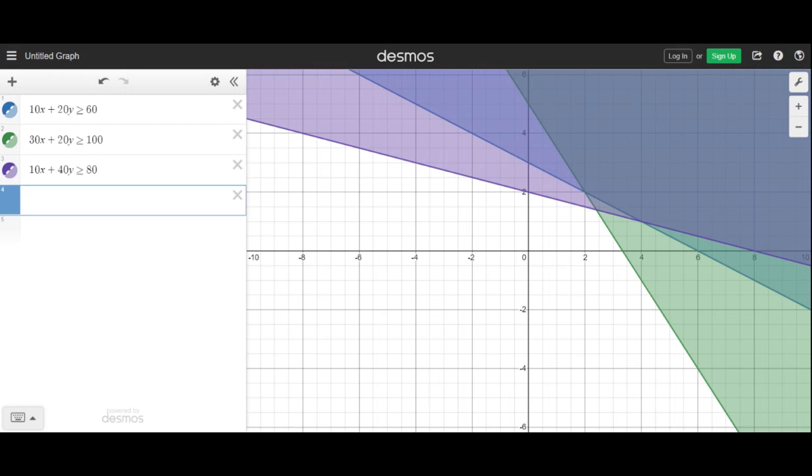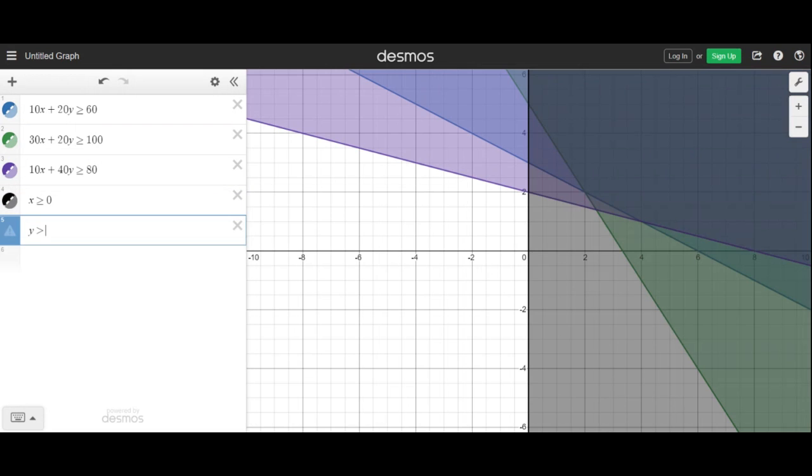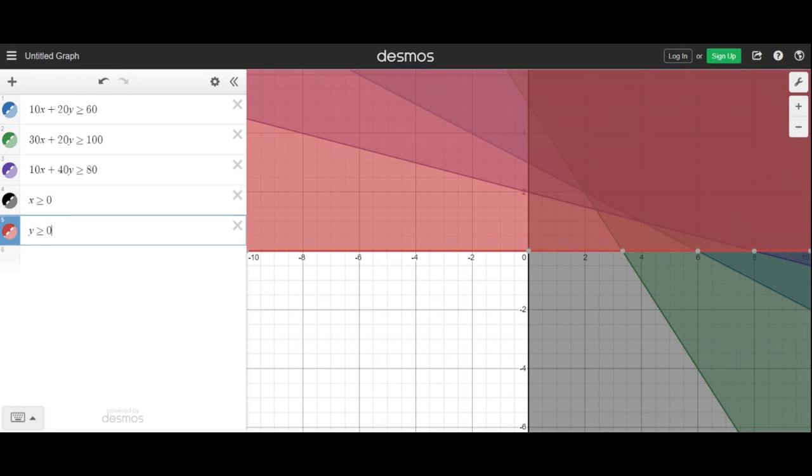And then the last pieces of these, we've got x greater than or equal to 0 and y greater than or equal to 0. Again, that just means everything above the x-axis and to the right of the y-axis. And so now, again, we're still looking in that upper right-hand corner where all of those regions come together. Okay, so we have to be to the right of the y-axis, above the x-axis, and then above each one of these lines. That's that entire upper right-hand corner now above all of those lines.